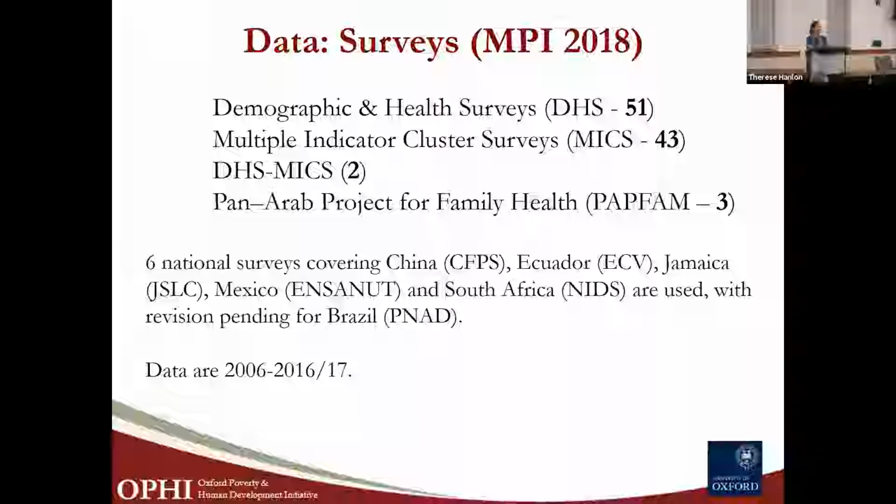And so all of the disaggregations that we can do are available because of these data sets. And I think we're very, very grateful to the teams of MICS and DHS and the others for collecting these data and making them available for research and analysis. The data that we have run from 2006 to 2016-17. It was going to be 2016, but then Nigeria and Burundi released 2016-17, and we couldn't resist, so we included them.